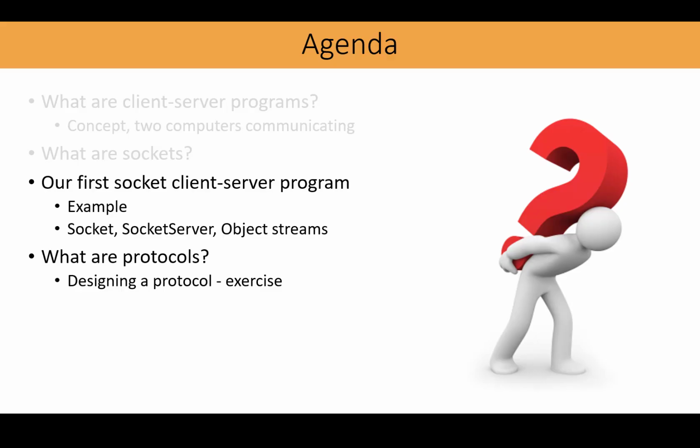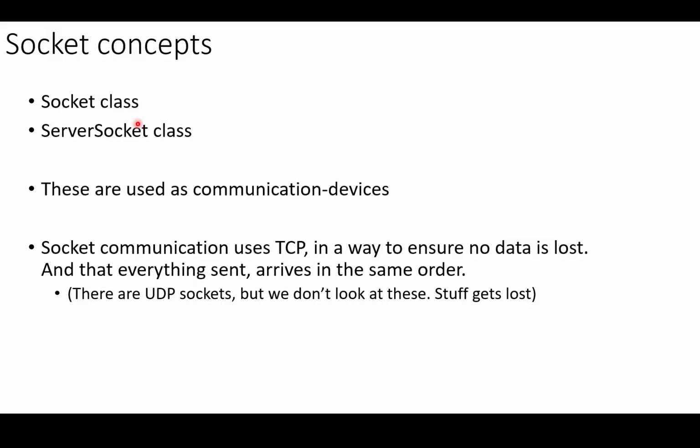Now the next step is to write our first socket program. We will just do the example that I just showed you. So first, a few concepts. We need a socket class and a server socket class. These exist in Java already, so we are going to use those. The server socket class is used on the server, and it can listen for incoming connections from a socket class on the client side. So these are the communication devices, you might say, these two classes here.